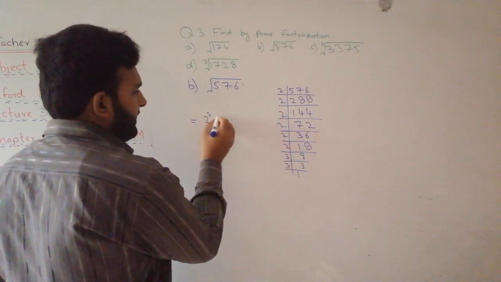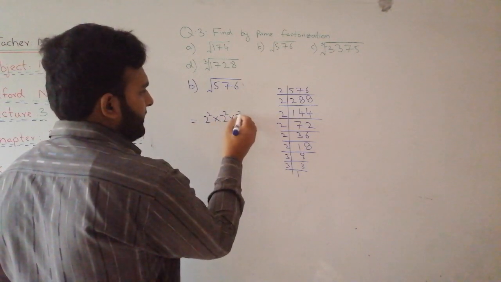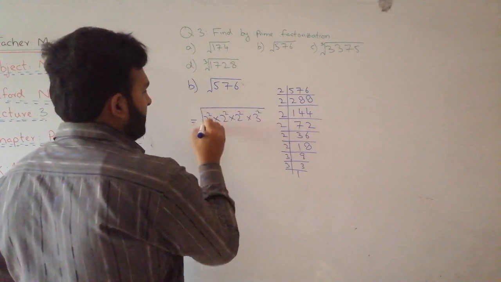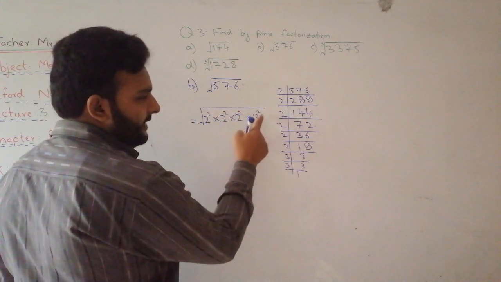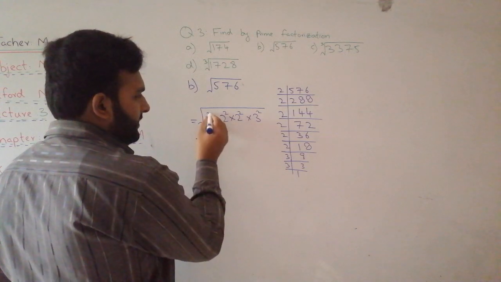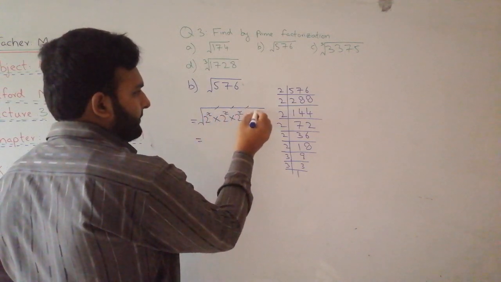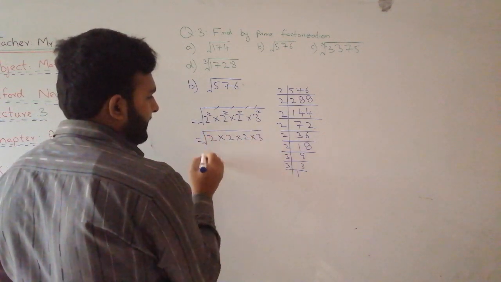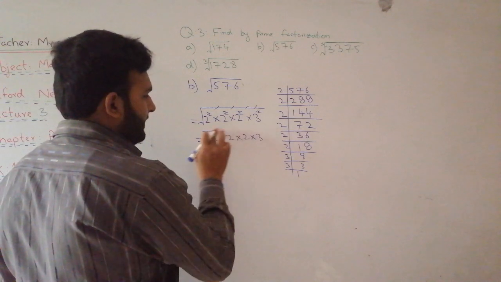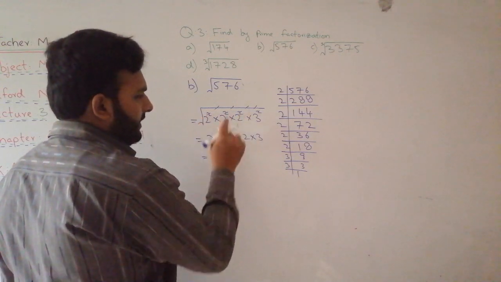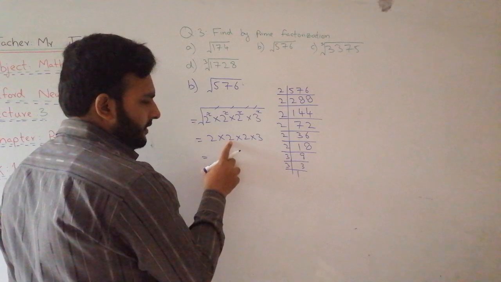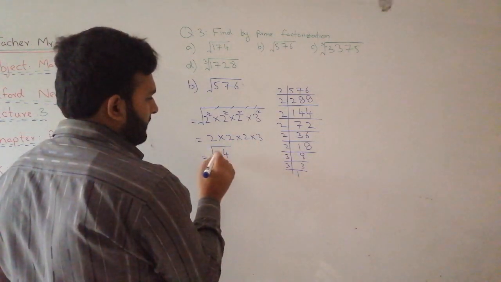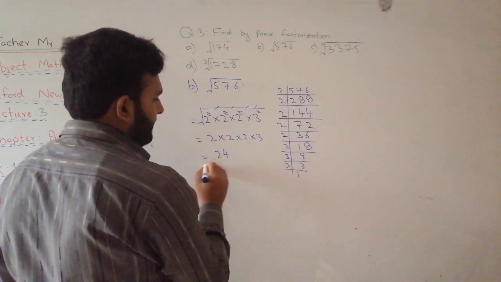So 2 is here 6 times. We can write it like this, because it is a square root, and then 3 times 2, 2 4 6. After that the square will be cancelled with the square root. We will get 2 into 2 into 2 into 3. Okay, so it remains, cancelled because of the square. Now we will multiply: 2 times 2 is 4, 4 times 2 is 8, 8 times 3 is 24. This will be the answer.